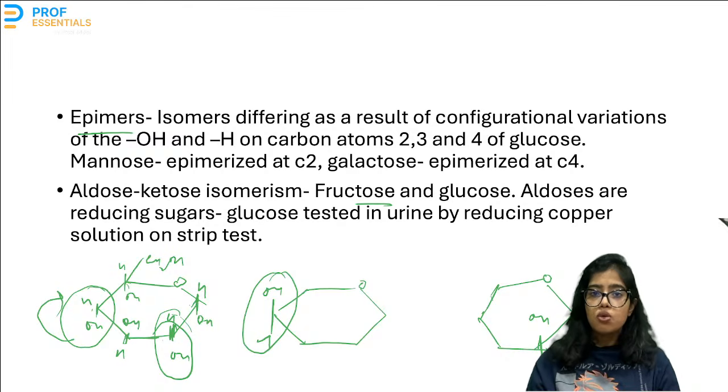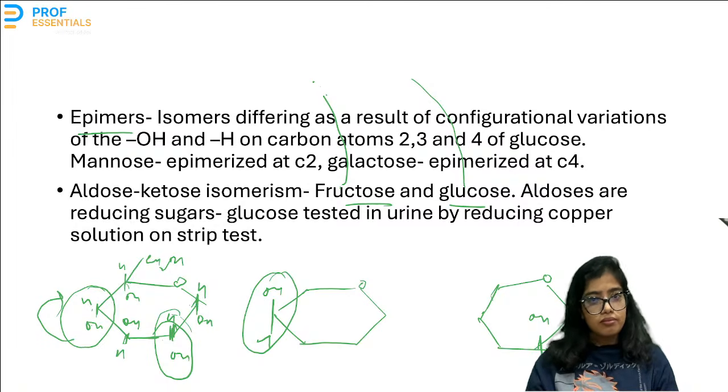Fructose and glucose both contain 6 carbon atoms. Both are hexoses. But fructose is a ketose. Glucose is an aldose. Fructose is a furanose ring. Glucose is a pyranose ring.